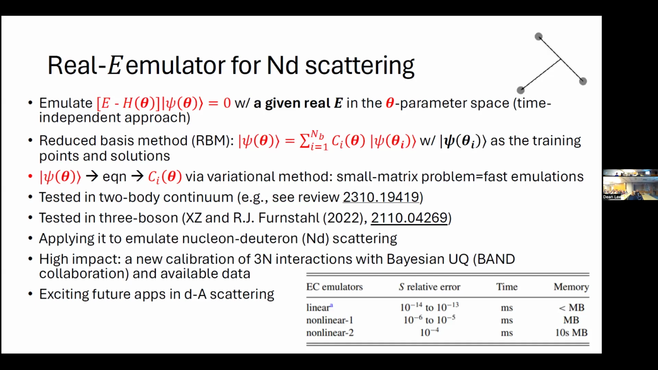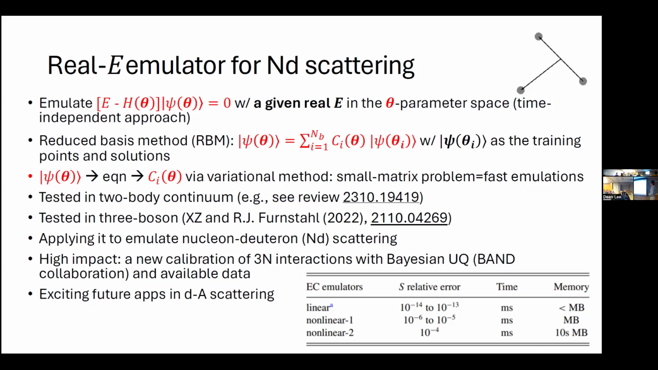So for STREAMLINE, we are applying it to emulate nucleon-deuteron scattering. It's supposed to be an important work because it will allow us to have a new calibration of three-nucleon interactions, with all those new developments from the BAND collaboration based in UQ. And the important thing with emulators is that you can analyze a lot of ND scattering data, which you could not do before because the three-body calculation is already expensive. Of course, the exciting future will be applying all these things to deuteron-nucleus scattering, in the line of what Pablo or other people have mentioned about neutron-nucleus scattering. So three-body emulators can also do those things for more complicated processes.